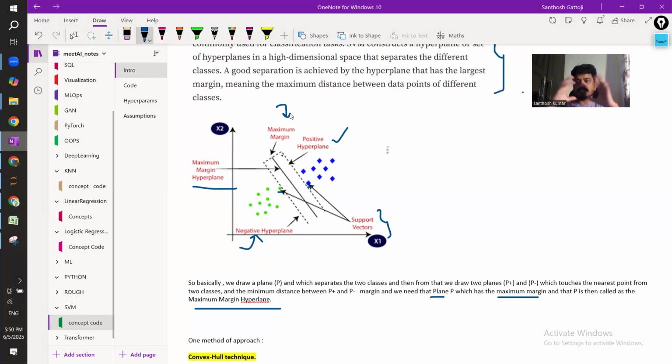This is the setup. Our goal is to find this maximum margin plane so that the distance between these two hyperplanes is maximum. My goal is to find the equation of this plane, the maximum margin plane, such that this distance is maximum. If I'm finding a plane which has this much distance, that means these two sets of points are very well separated. Agree? Any doubts? Fine.